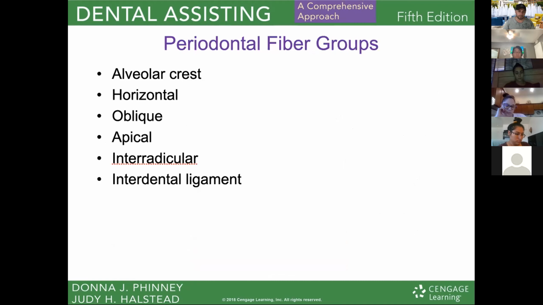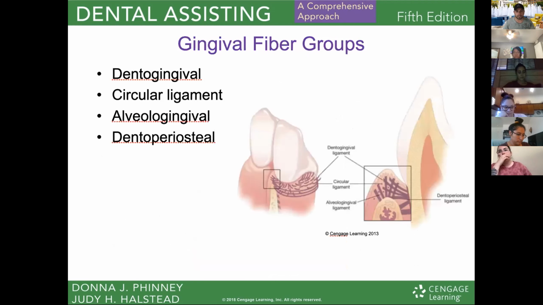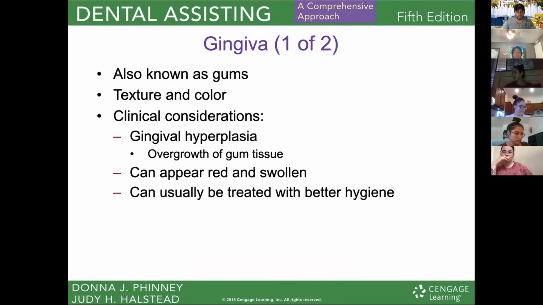Okay, we don't need to talk about periodontal fiber groups very much. It's just the way the different fibers are connected, the different directions that they go. So I'm going to skip that one. That one too, we don't really need to know too much about that. I'm going to skip that one.